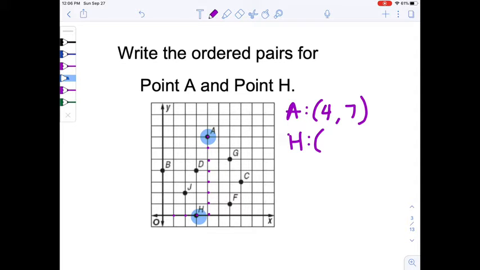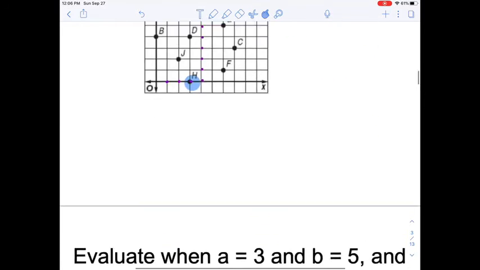For letter H, we have to go over 1, 2, 3. So that's going to be our x value. And we don't have to go up at all. So that's actually going to be 0. Remember, ordered pairs always have to have parentheses and a comma in the middle.